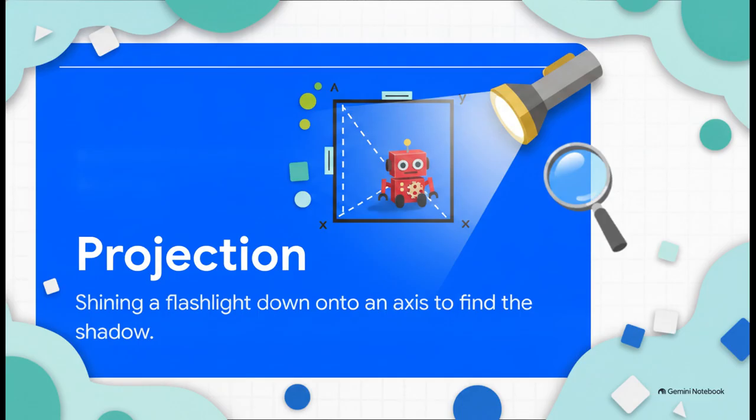A common mistake here is shining the flashlight slanted instead of perfectly straight down. That totally ruins the secret number. In calculus, we actually use these exact shadow boundaries to figure out the area underneath a flying toy.